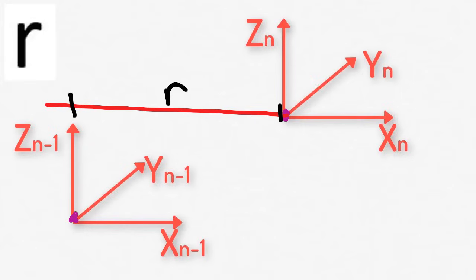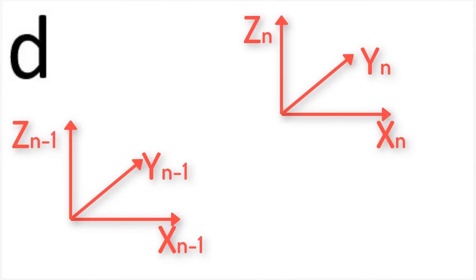D is the other linear distance parameter. It's defined as the distance from the center of frame n-1 to the center of frame n, measured only in the zn-1 direction. So I'm going to extend the zn-1 axis, and then the d parameter is defined as this distance right there. Okay, let's look at some examples and see if we can better understand the meaning of each of these parameters.